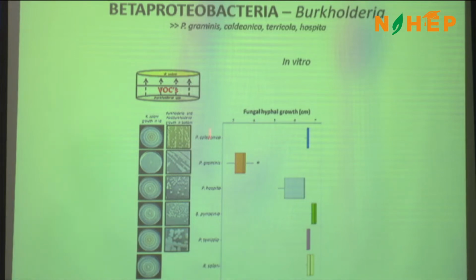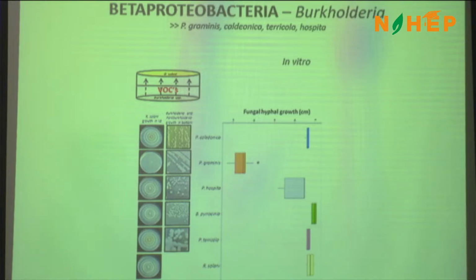So I had 5 different Burkholderia strains, species. And then here in the y-axis you have the different species, and in the x-axis you have the fungal growth in centimeters. So here you have a picture of how it looks. Here the bacteria in the bottom, and here the fungus. You see how the fungus, in this case Rhizoctonia solani, is growing in radial growth, until it covers the whole plate.